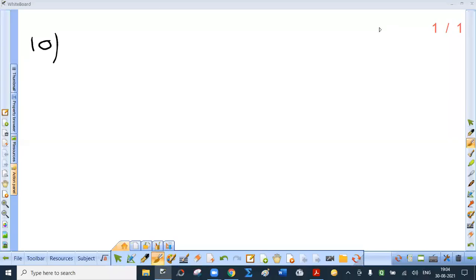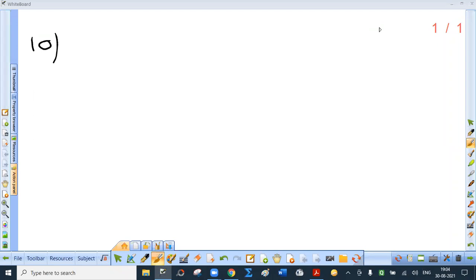If Sn, S2n, S3n are the sum of n, 2n, 3n terms of a GP respectively, then verify that Sn into S3n minus S2n is equal to S2n minus Sn whole bracket square. Very good. Write the solution. Let A be the first term, small a.